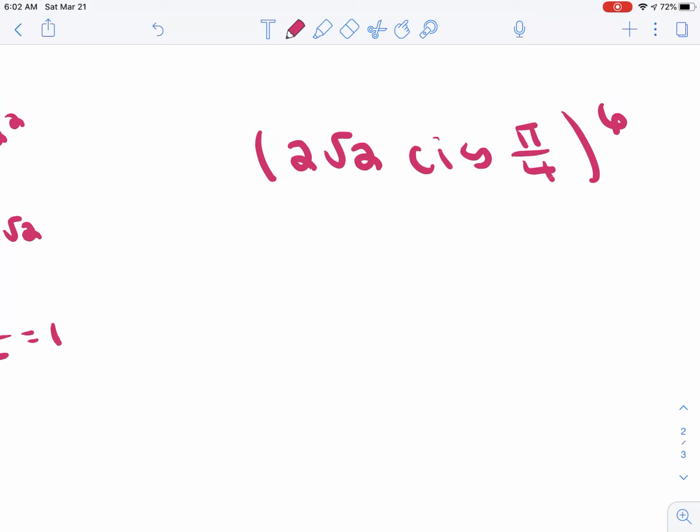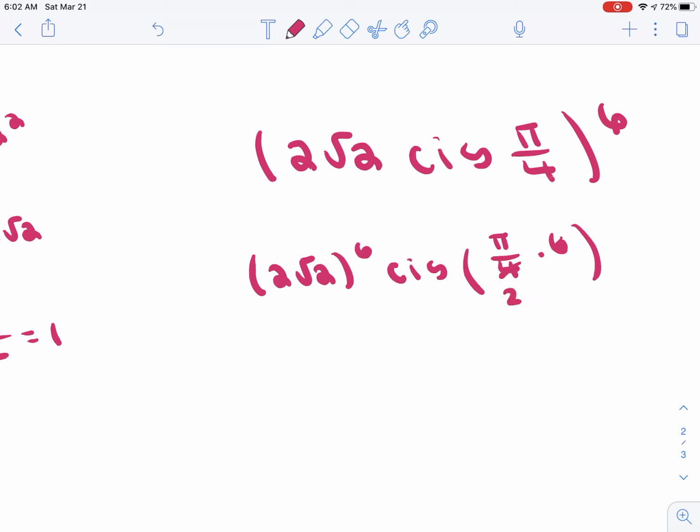So starting with the first part of this, if we want to take 2 root 2 and raise it to the 6th power, we'll talk about that in just a second. But then cosine pi over 4 times 6. I'll reduce this by dividing by 2. So I'll have this, let me just write it again.